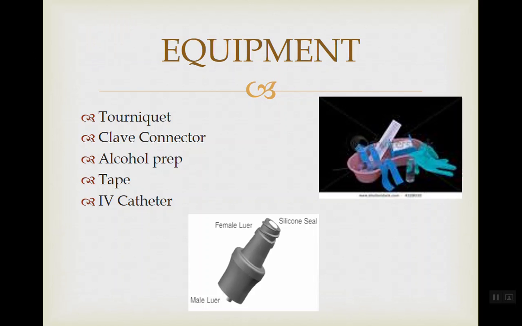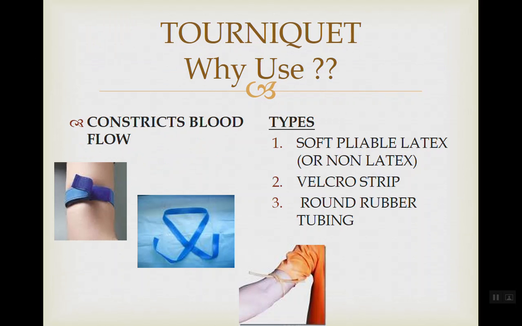You need a tourniquet, and you need a connector to put on the end so that it can connect from the IV to the tubing from the injector. You want to have an alcohol prep pad so you can clean the area. You want to have tape so you can secure it. Of course, you want to have your IV catheter. You also want to have a pair of gloves to wear. So you want to have all your equipment together.